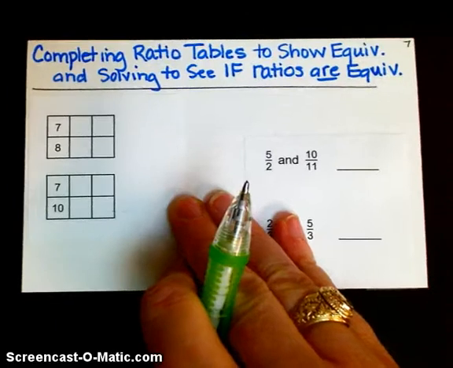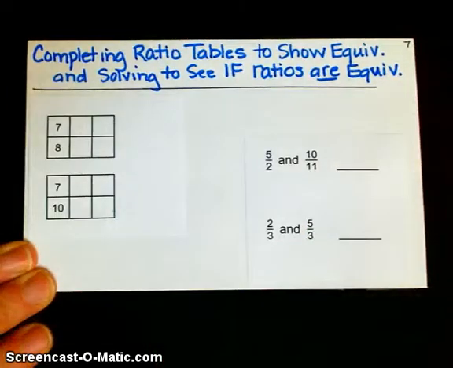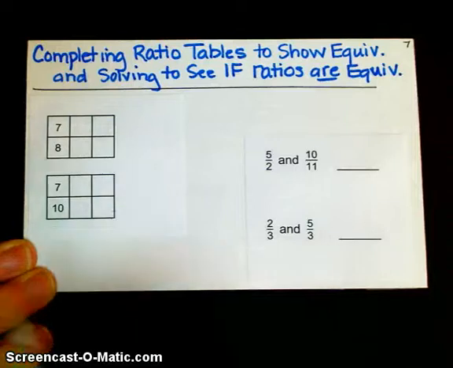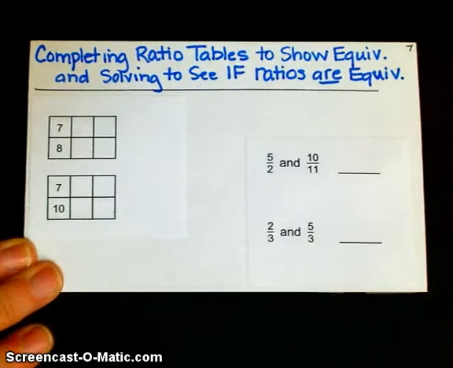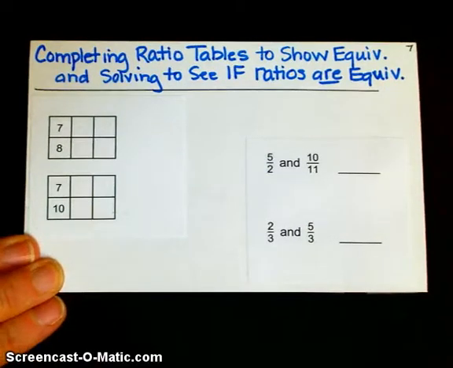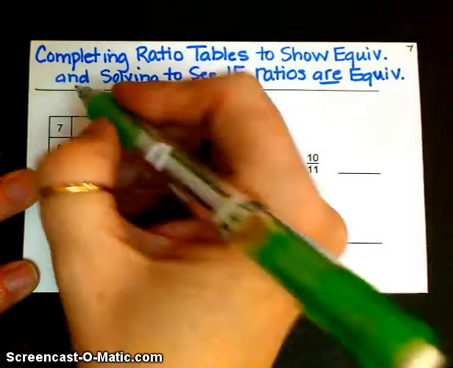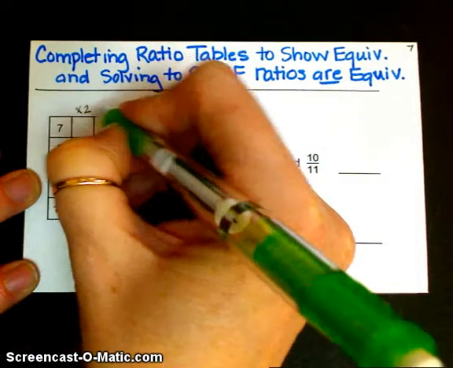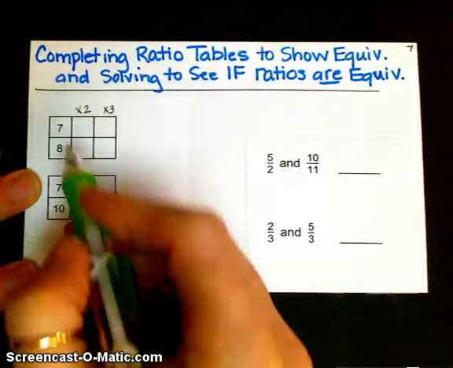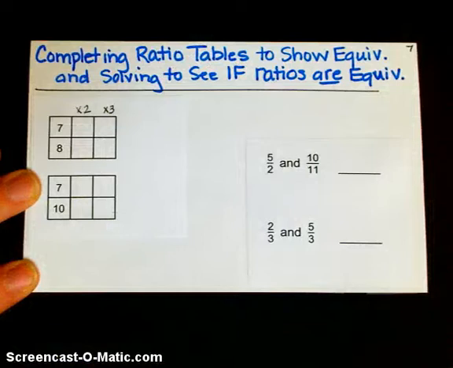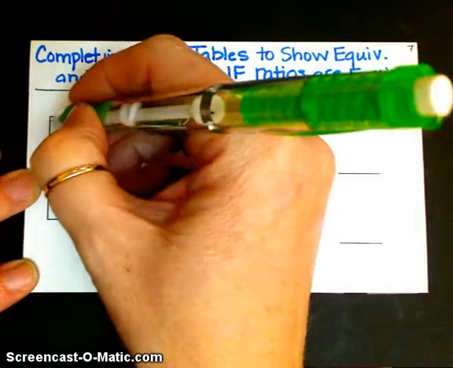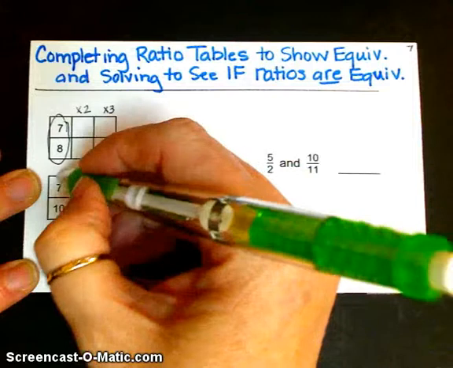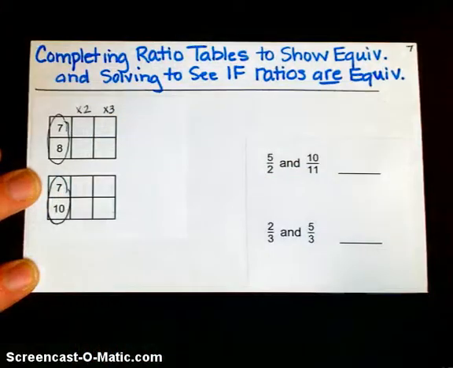These are the other two things that you're going to have to do. You're going to have to complete ratio tables to see if they are equivalent or to find equivalencies, and also solve to see if ratios are equal. And what we did in class is I told you on this first column, multiply these numbers by 2, and in the second column, multiply them times 3. But remember, I told you, they always go back to the original ratio.